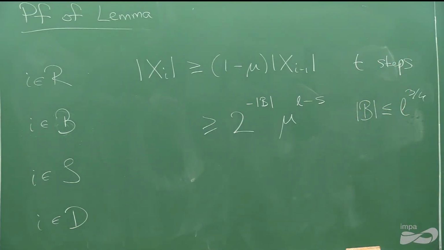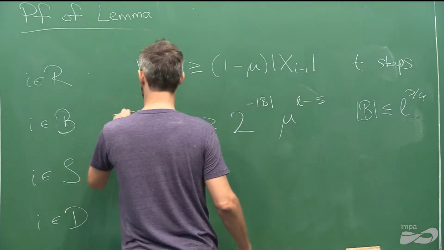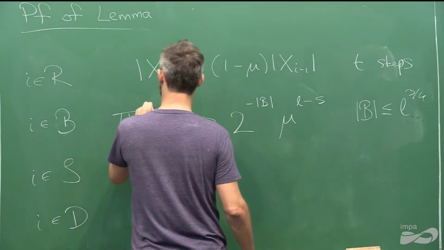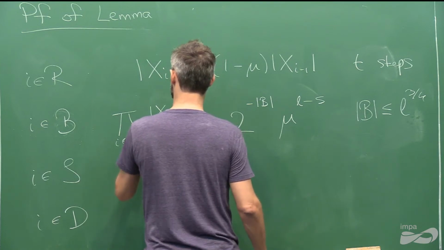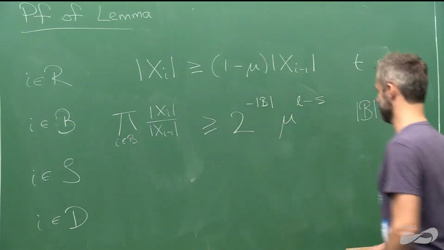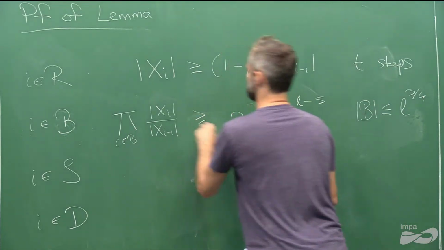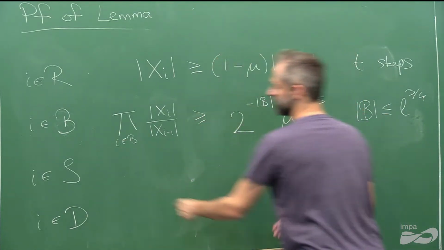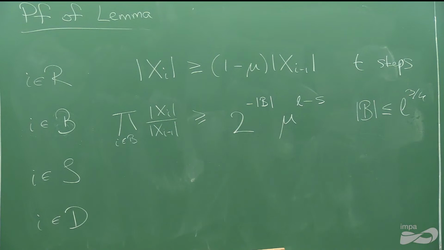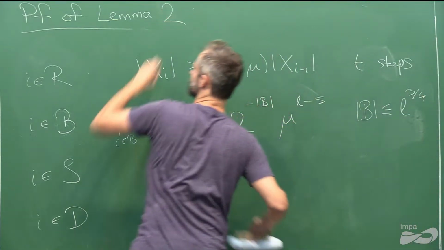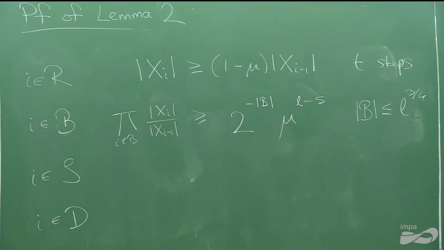Right. Okay, so this is the product over i in B of xi over xi minus 1. We've got these two guys left over, so they're a little bit more trouble. This is proof number 2. What happens with these guys? Let's do S first.